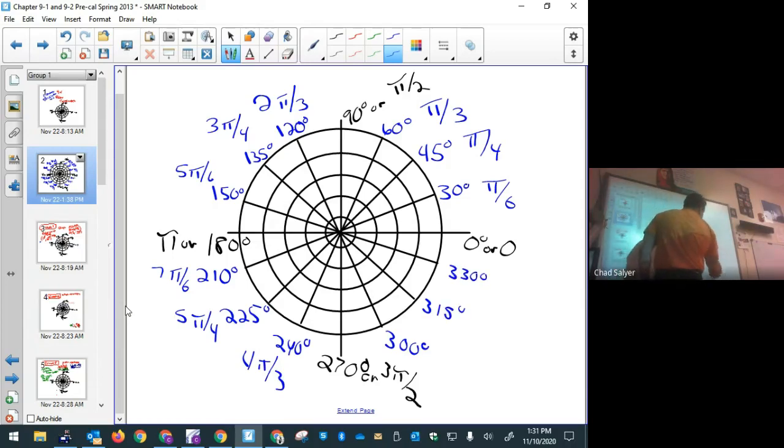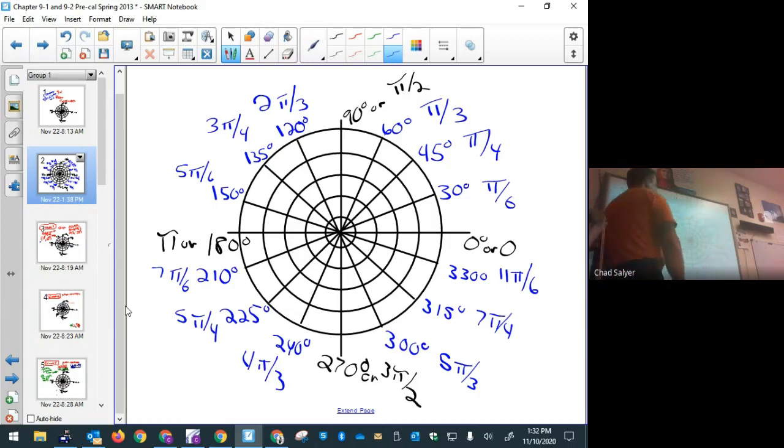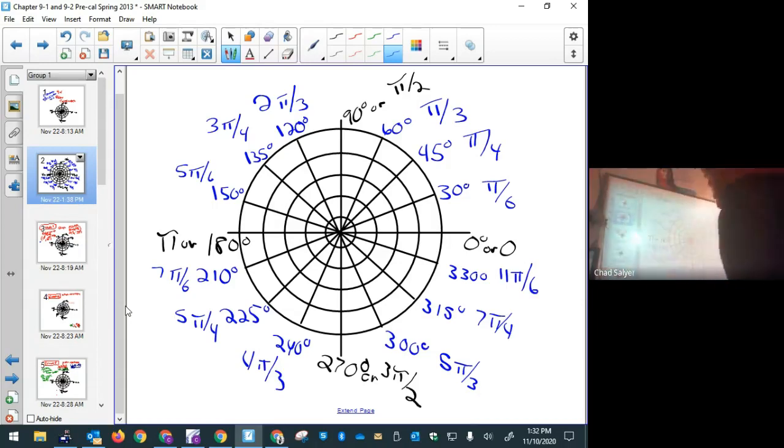And then over here in Q4, remember we had 300, 315, and 330. And it was, let's see, 5 pi over 3, 7 pi over 4, and 11 pi over 6. So you have to know all those.